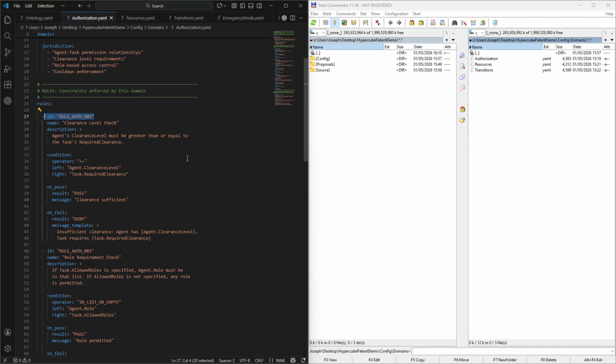Rule auth 001. Agent clearance level must meet or exceed task required clearance. If the agent does not meet or exceed task required clearance, denial. The denial message is explicit: insufficient clearance, agent has X, task requires Y.